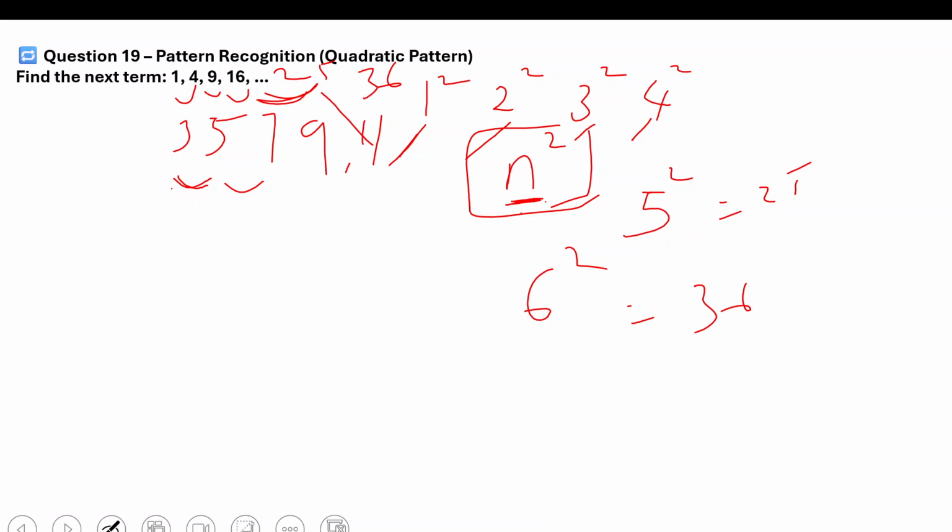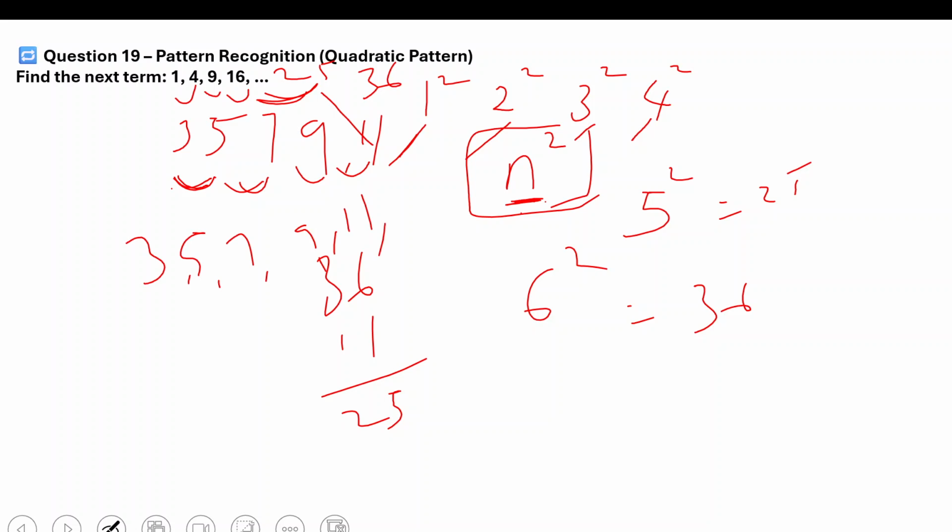If I subtract 25 from 36, will it give me 11? Wow, it did. So this difference is progressing by 3, 5, 7, 9, 11. The next difference will be 13, right? So that means if I add 13 to 36, I'll get the next term. But I think the pattern I just brought out in this particular question is better because it's easier than listing the terms and putting that number.